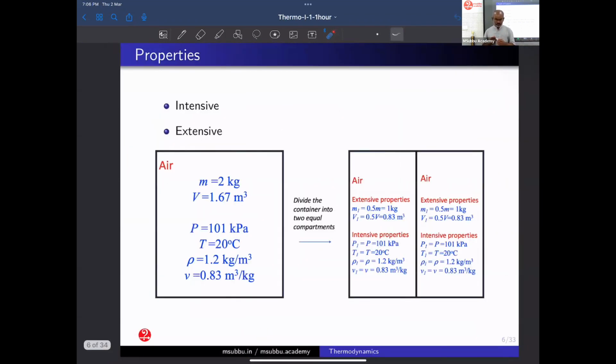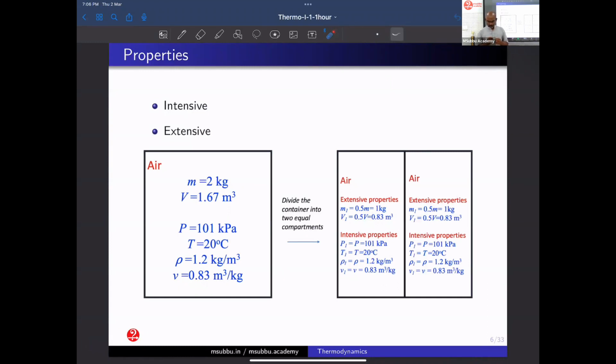Okay, next, about the properties. We can classify property into two categories. One is intensive, another is extensive. As the name indicates, extensive means it's about the extent of the system. So if you keep on adding some contents, the value of that property is going to change. For example, the mass and volume. Mass and volume depend on the extent of the system.